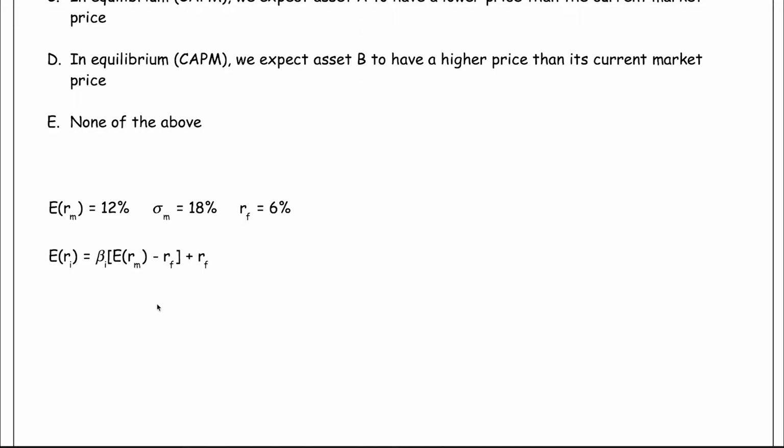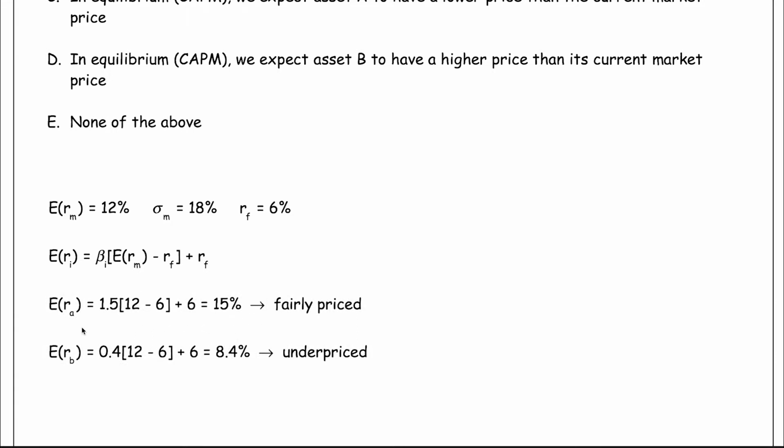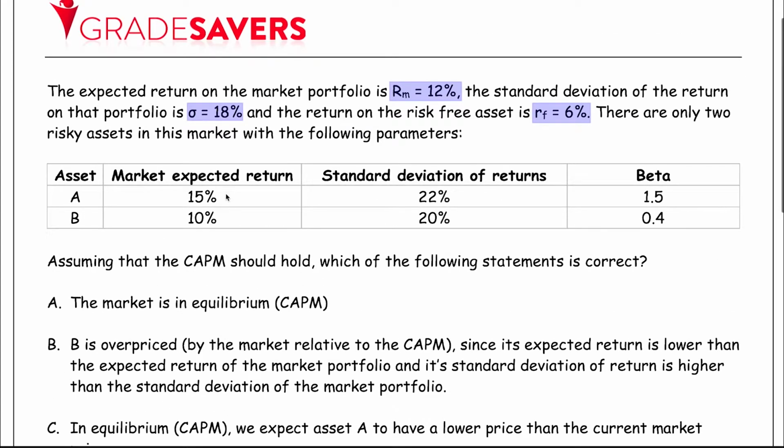So if we were to do that, we'd calculate an expected return for A of 15%, and for asset B it would be 8.4%. So all I've really done here is I've plugged in the values for the betas that are offered, and I've plugged in the RM and the RF that was offered. Notice that we did not need the standard deviation of the market portfolio simply because we're using the CAPM model, which uses beta as the relevant measure of risk. And now that we've done that, we can compare the market expected return of each asset to the benchmark return.